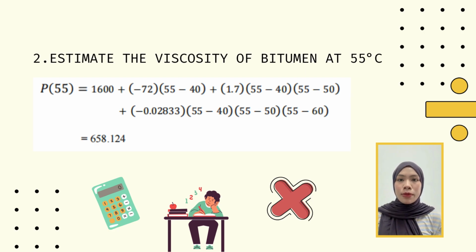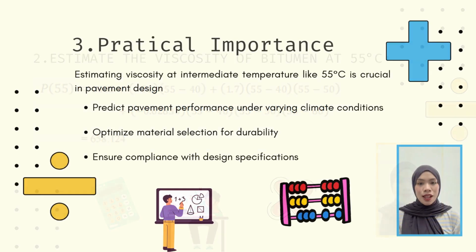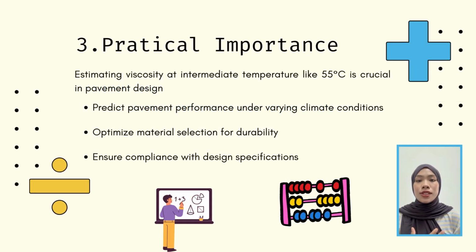Now we want to estimate bitumen viscosity at 55 degrees using Newton divided difference. We plug the numbers into this formula. Don't worry, we have done the math for you. After crunching the terms step by step, we find that viscosity at 55 is approximately equal to 658.124.